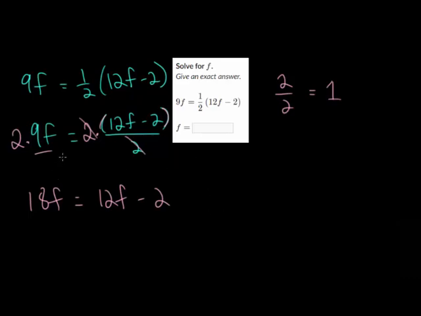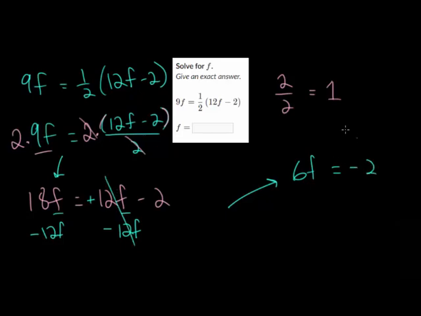And we want to move them to the side with more of the variable terms. And so this is kind of an invisible plus sign here. So we have a positive 12f, which we can cancel with subtraction. And we want to do that to both sides of the equation. And we know 18f minus 12f is 6f. And 12f minus 12f, that's just 0. And this equals minus 2.